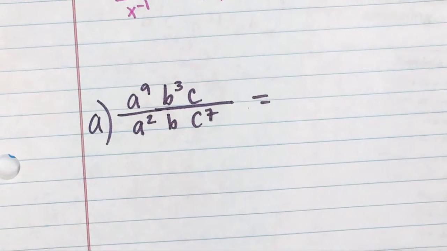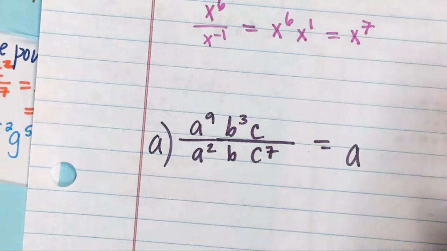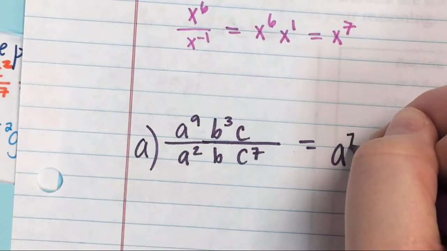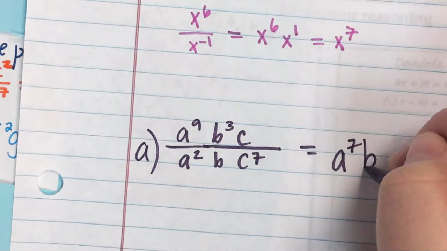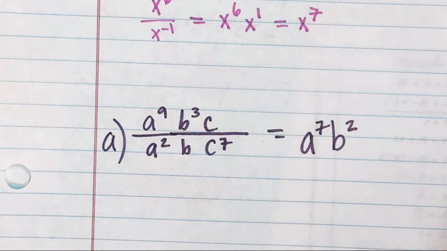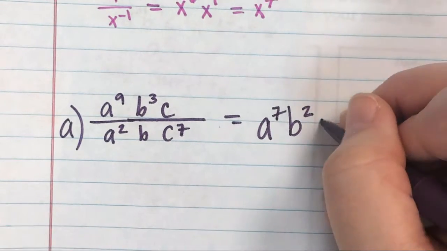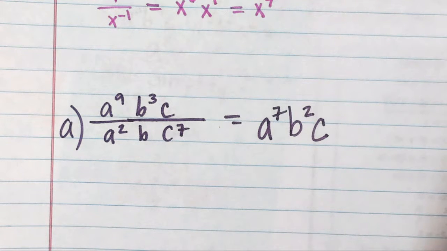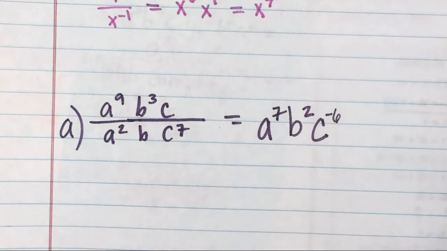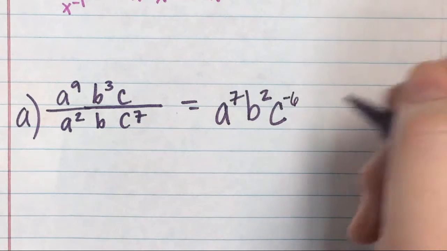What did you get for a? I have gotten 7. A to the 7th. Thank you. And then for b, you got b squared. Okay, and then for c, you got c to the negative 6, and Ashanti's already fixing it for us. You said, oh no, Miss Compton is not going to accept that.